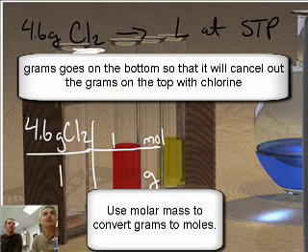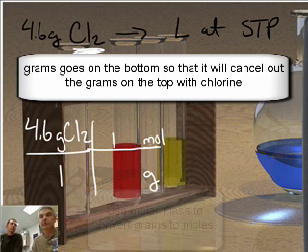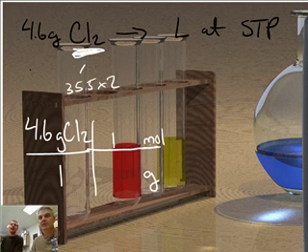So Cl2, chlorine weighs 35 and a half, and there's 2 of them, so times 2, that's 71. I can do math in my head. 2 times 35.5. In case you need a calculator, that would be 71.